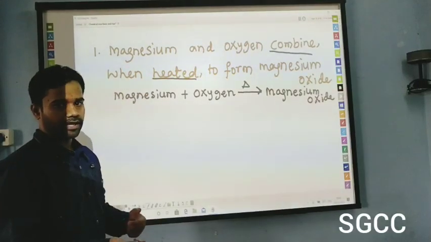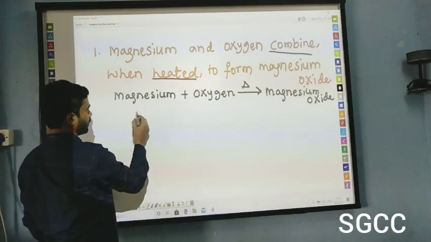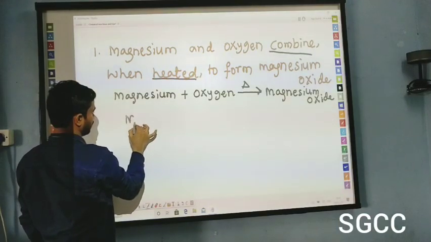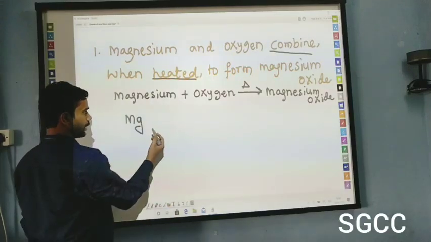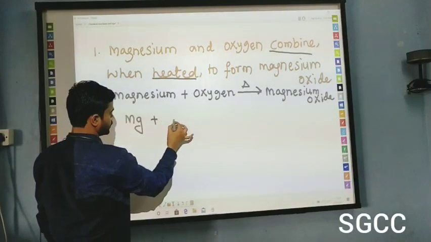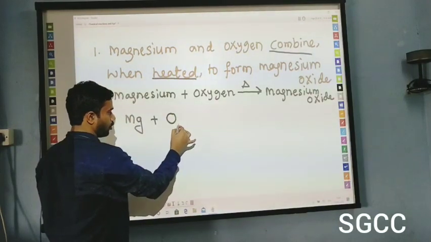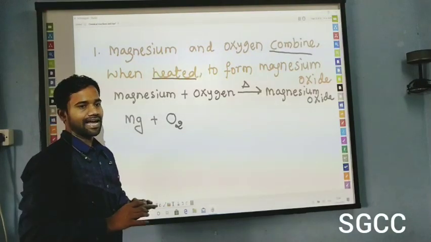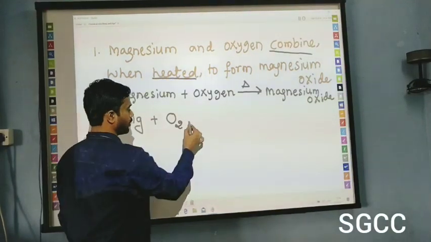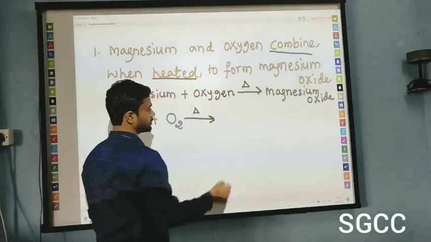Let me write it in chemical form, the chemical formula. What is the formula for magnesium? The magnesium chemical formula is Mg. Then oxygen. We always do not write a single O; we always write it in the O2 form because it has a diatomic nature. On heating, on the arrow we are going to write a triangle, which means heat.